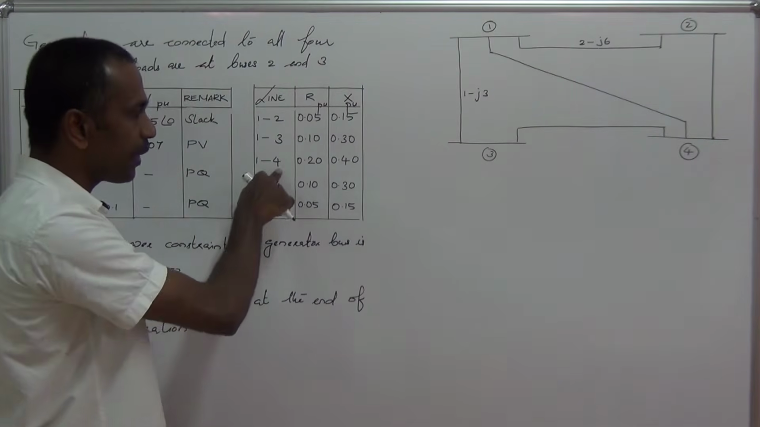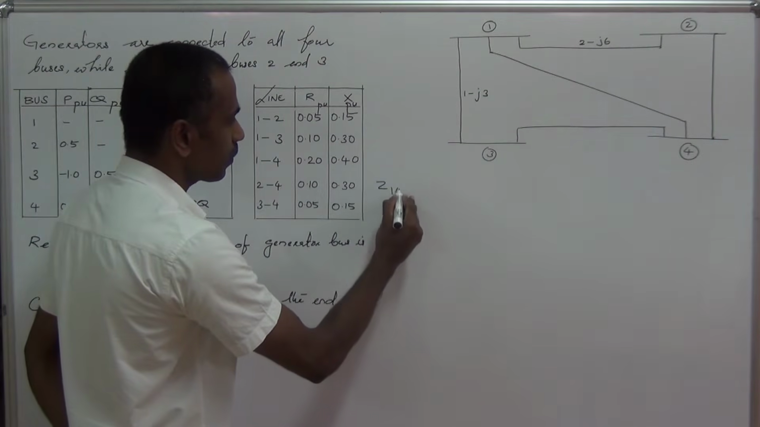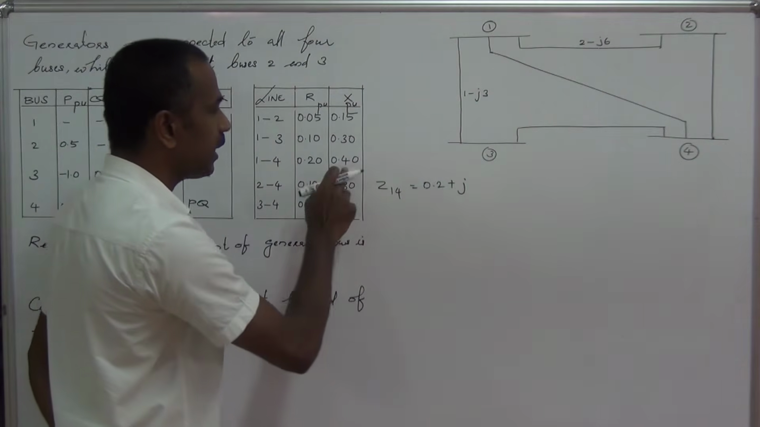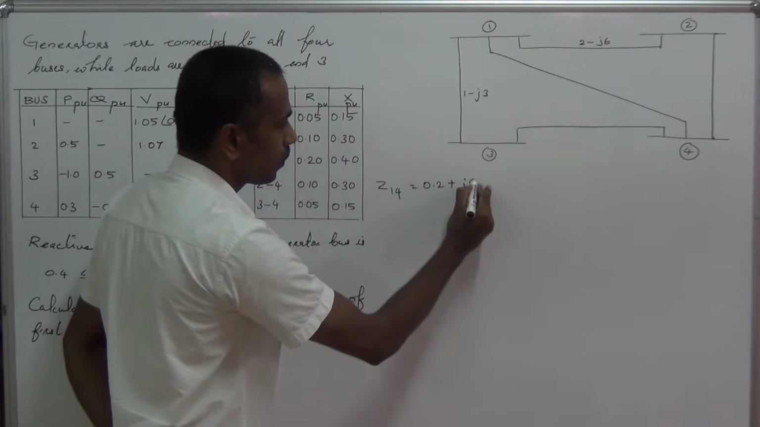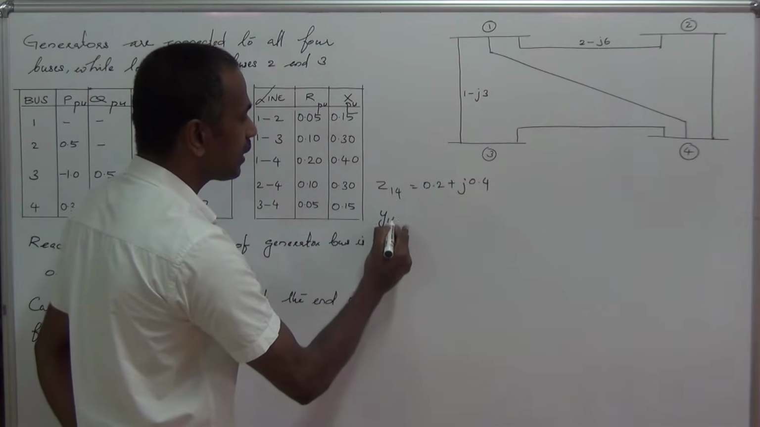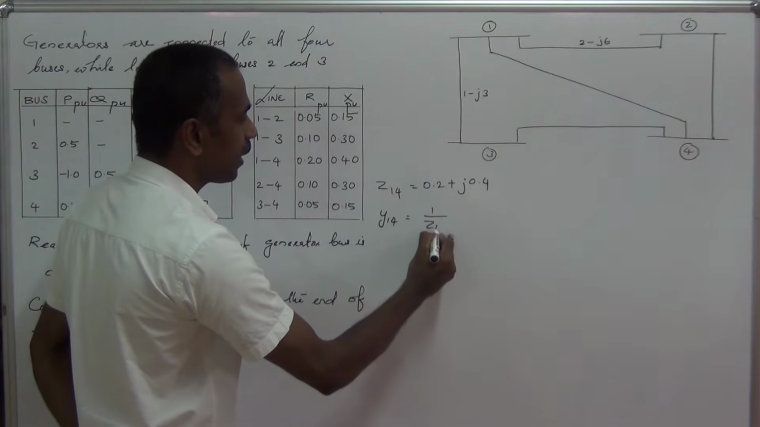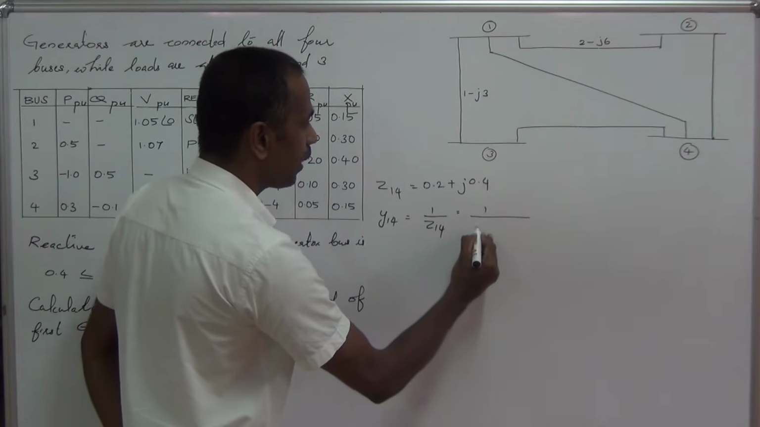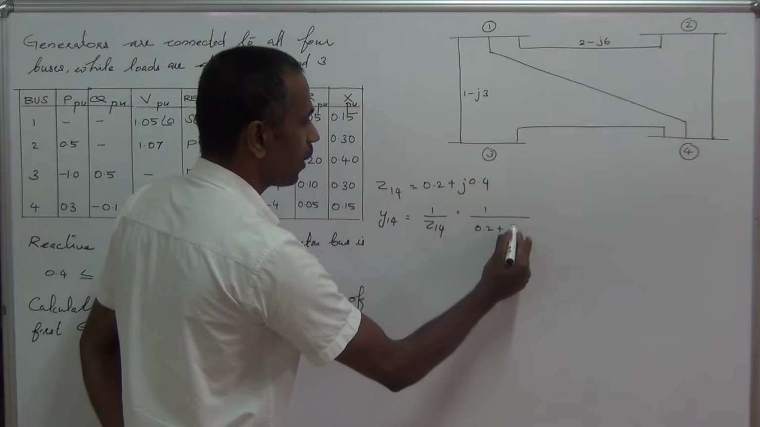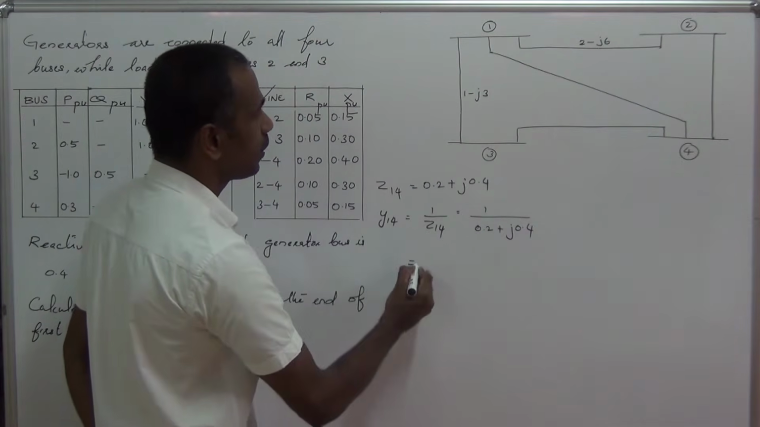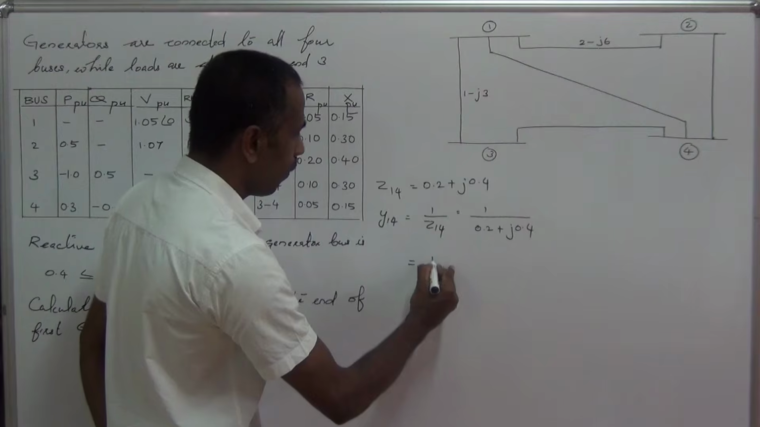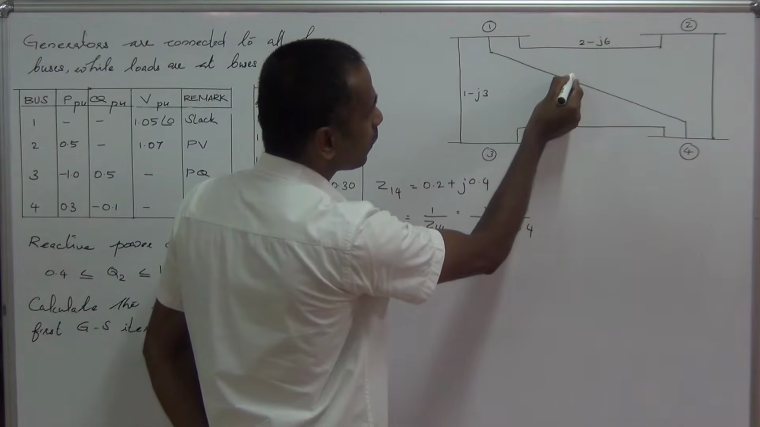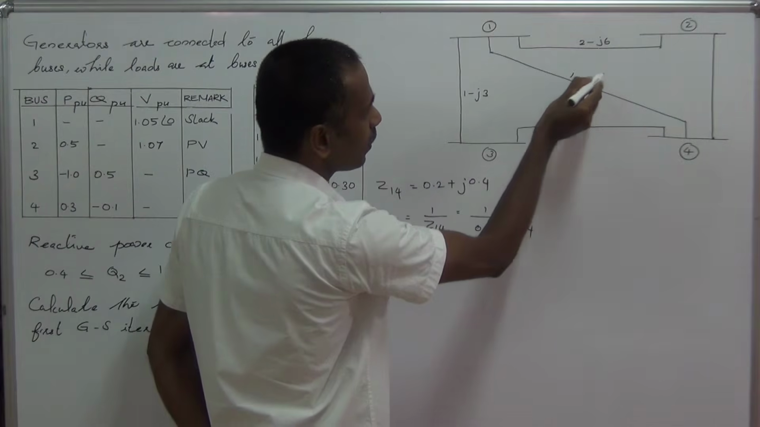Now Z14 equals 0.2 plus j 0.4. Its admittance equals 1 by impedance. This is equal to 1 by 0.2 plus j 0.4. This is equal to 1 minus j2. Let me write the value here. It is 1 minus j2.